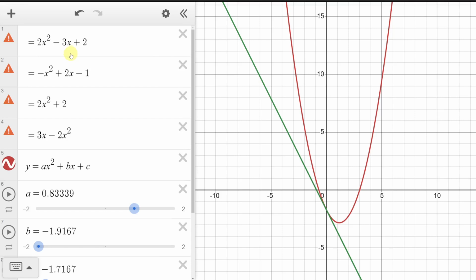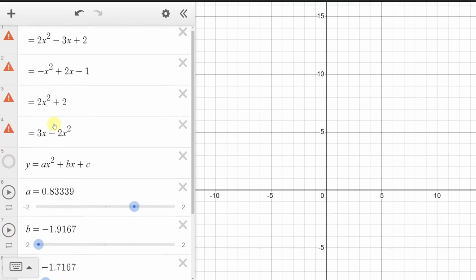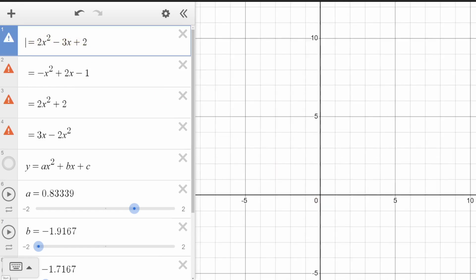For instance, let's try to predict. I will turn this off now. Let's try to predict where that function is located on the coordinate plane. Okay, so let's try to use our gained knowledge.